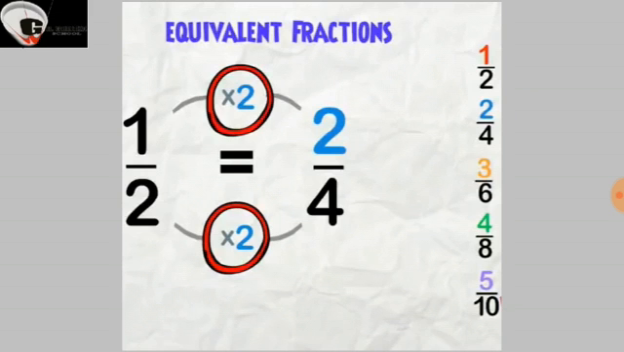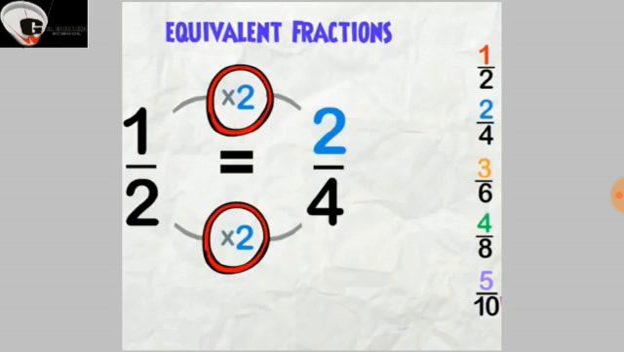First, let us do multiplication. I will multiply the numerator, which is 1, with 2, and multiply the denominator, which is 2, with the same number, that is 2. So 1 into 2 divided by 2 into 2, I get 2 by 4, right? So 1 by 2 and 2 by 4 are equivalent fractions.